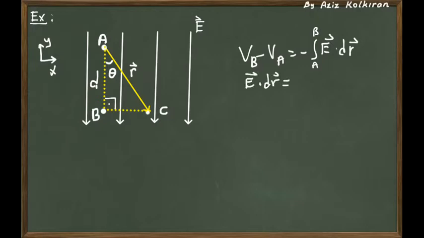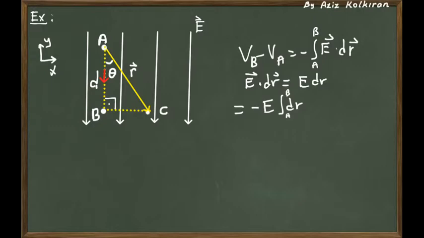And E is constant everywhere. E dot dr is just E dr because they are parallel to each other, and the angle between them is 0. The dot product of E with another vector, let's call it dr, is E times dr times the cosine of the angle between them. But since they are parallel, the cosine of the angle is 1 because cosine 0 is 1.